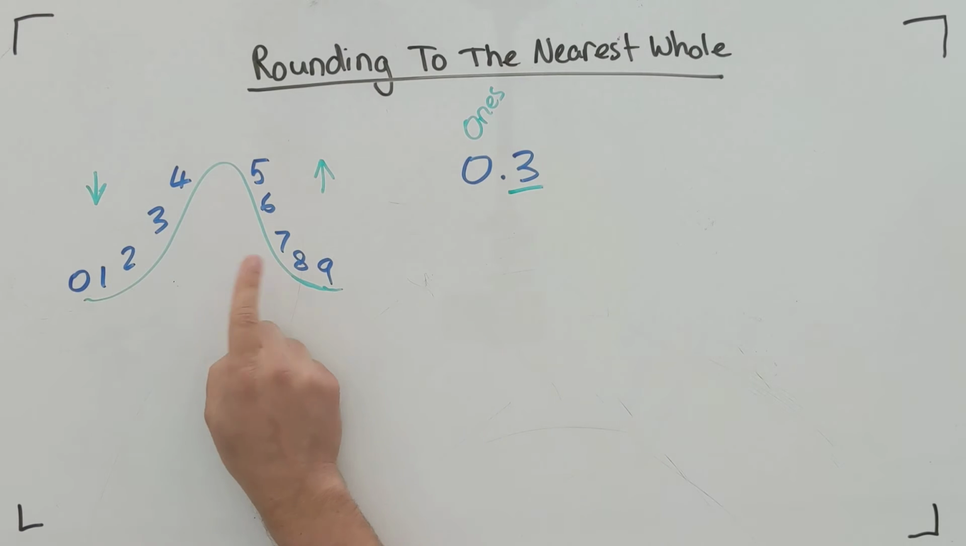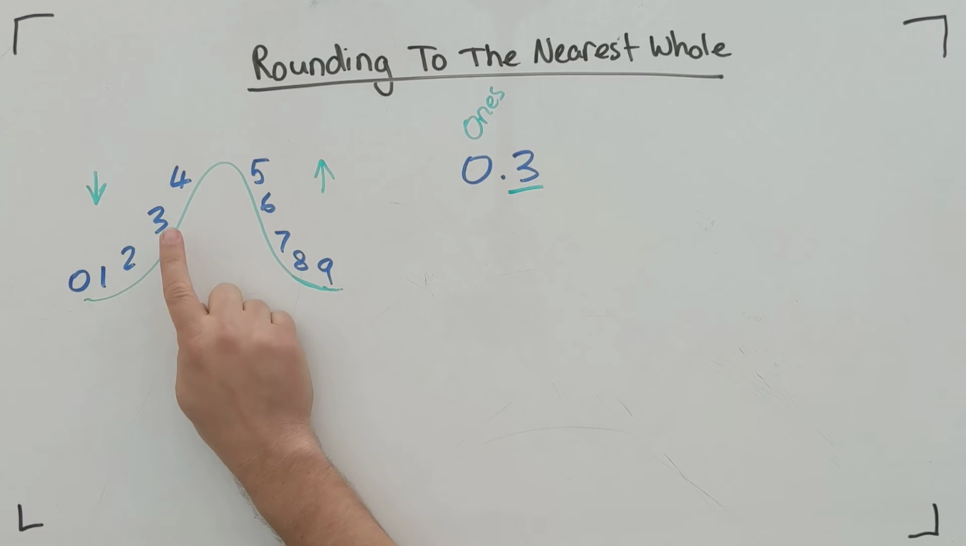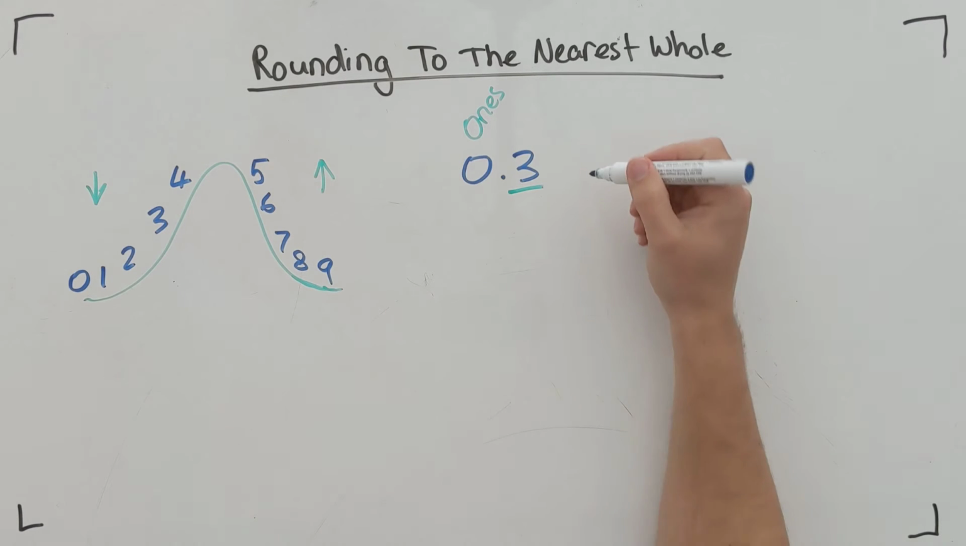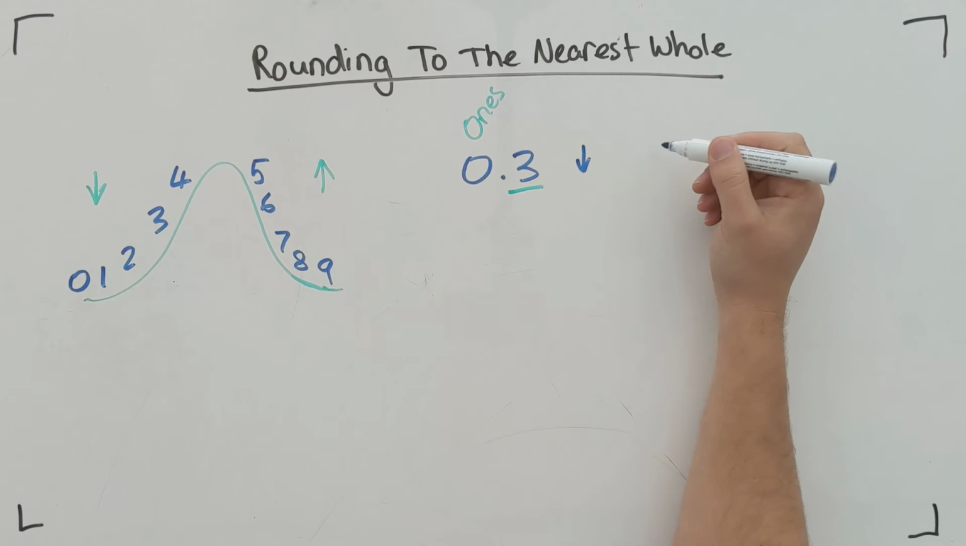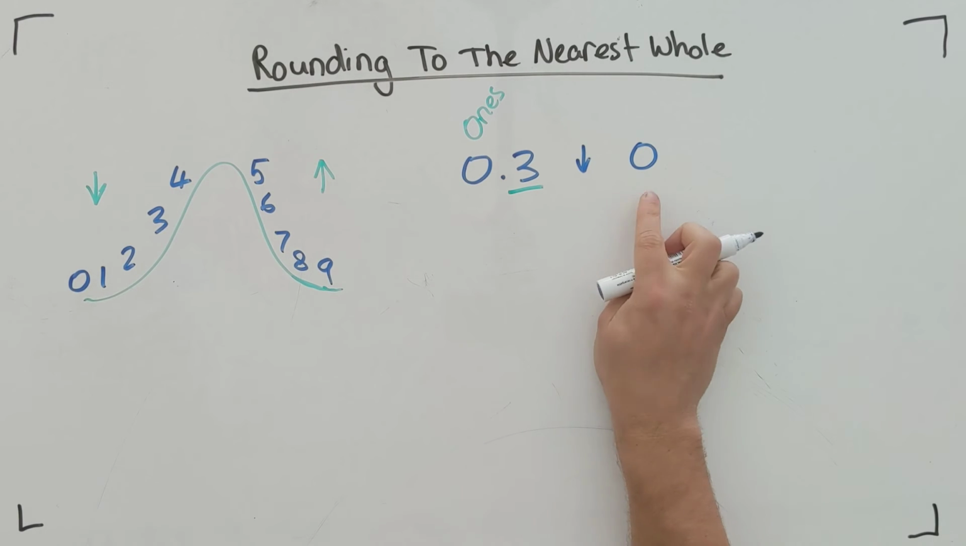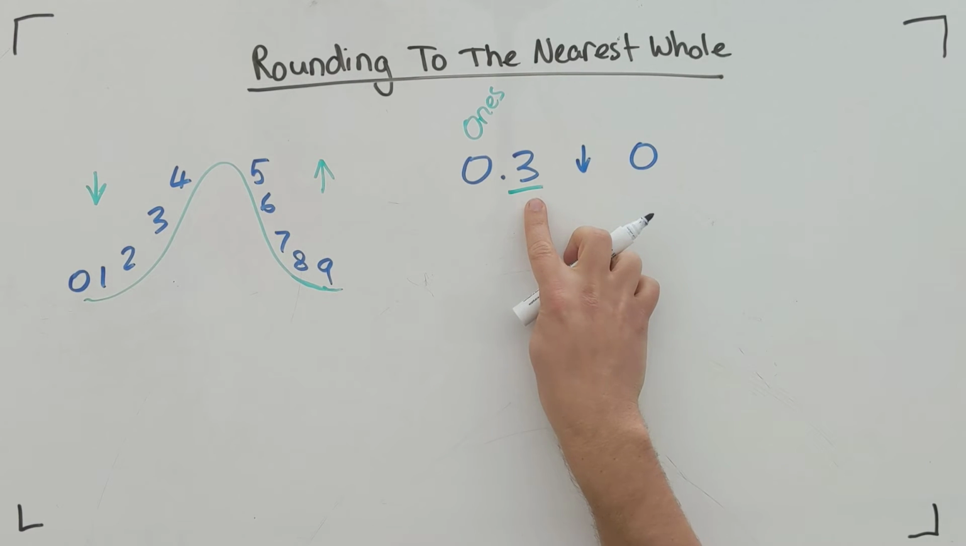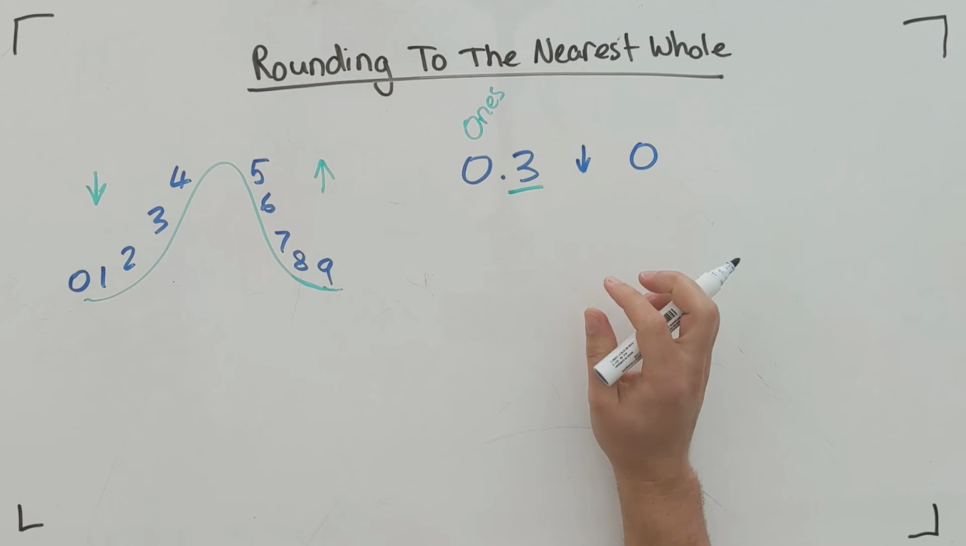So we take it over and we think about, okay, where does 3 fall on our hill? It's on the left hand side. So this 0.3 is going to be rounding down. Well, what's the nearest whole that we're going to reach? I think we're just going to get to 0 because we're not going up, are we? We'll have to go down to 0.